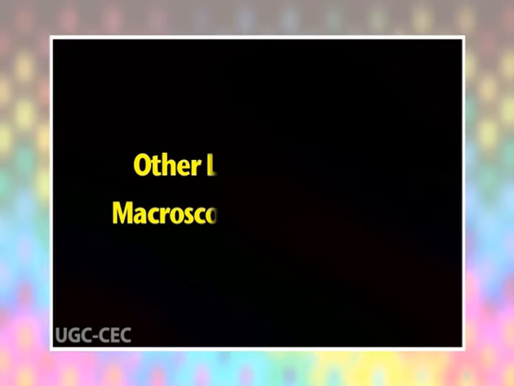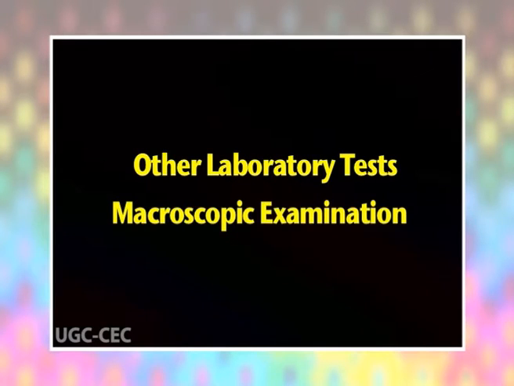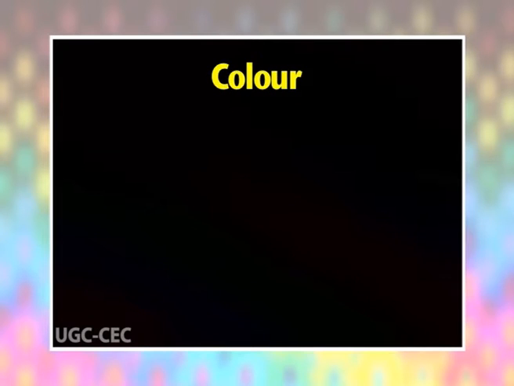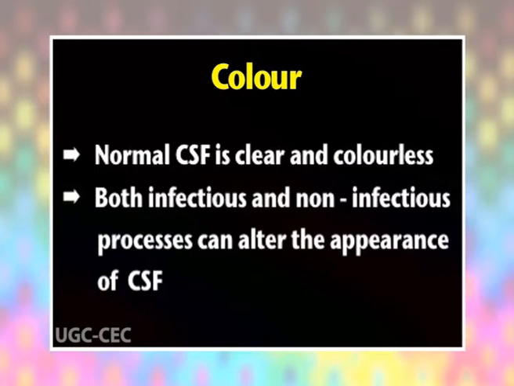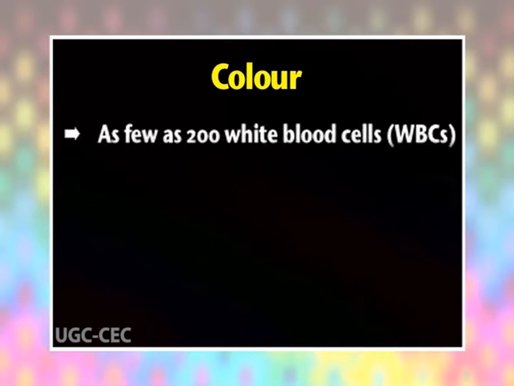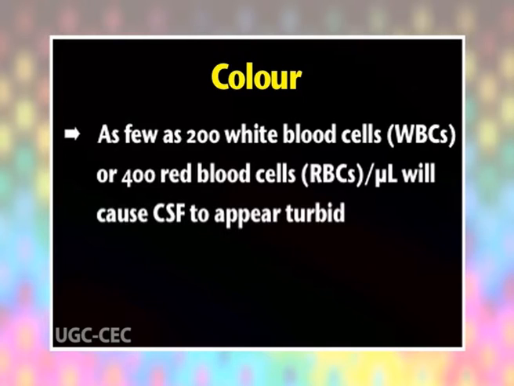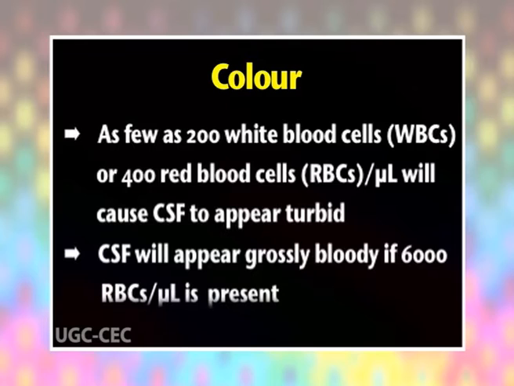Now let's discuss other laboratory tests, microscopic examination. First, color. Normal cerebrospinal fluid is clear and colorless. Both infectious and non-infectious processes can alter the appearance of the CSF. As few as 200 white blood cells or 400 red blood cells per microliter will cause CSF to appear turbid. CSF will appear grossly bloody if 6,000 RBCs per microliter is present.